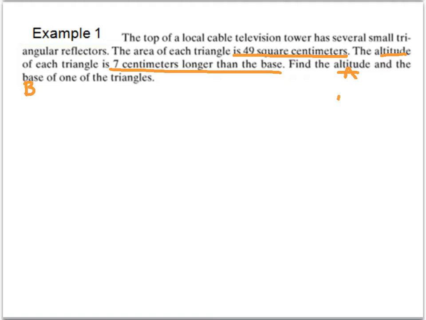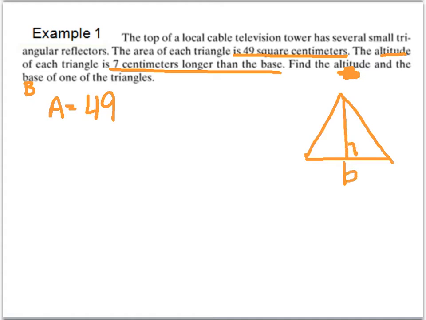So the first thing I'm going to do is draw myself a picture of one of these little reflectors. I know it's a triangle, I don't know what kind, so I'll just draw a generic triangle. I know that the area of this triangle is equal to 49 square centimeters. Now, I probably shouldn't call the altitude A right here, since I'm using A for area. I also know that the altitude of each triangle is 7 centimeters longer than the base. So if I let the base be B, I know that the altitude or height of this triangle is equal to B plus 7.